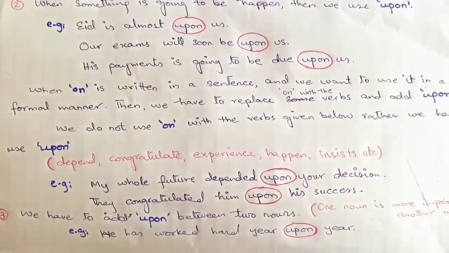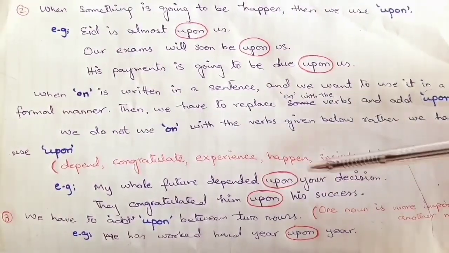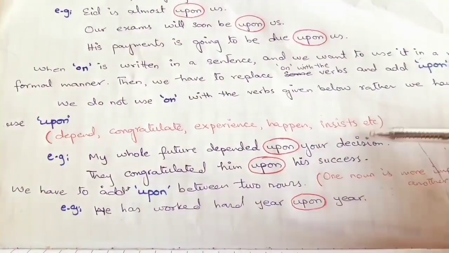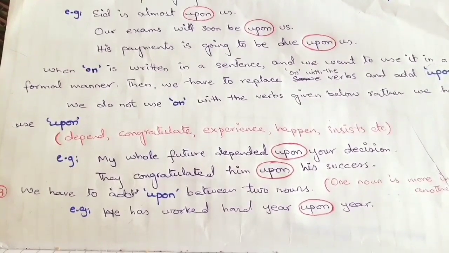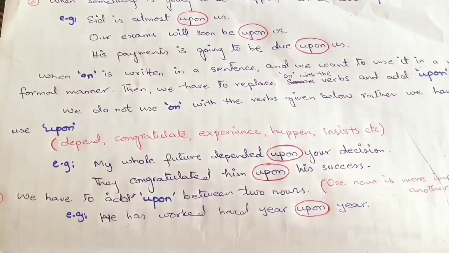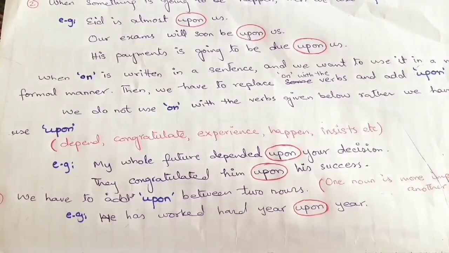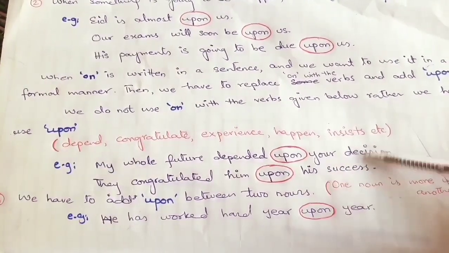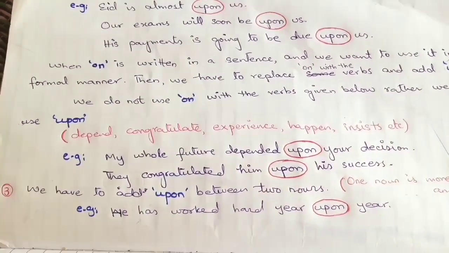For instance, my whole future depended upon your decision. See, this sentence is very formal. That's why we have used "upon". Number two, they congratulated him upon his success. So these sentences are more formal.